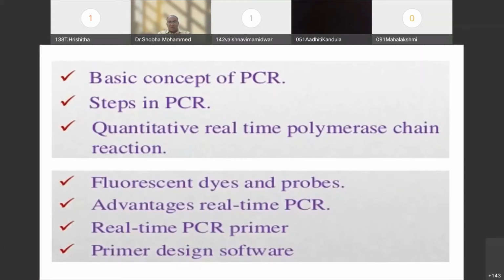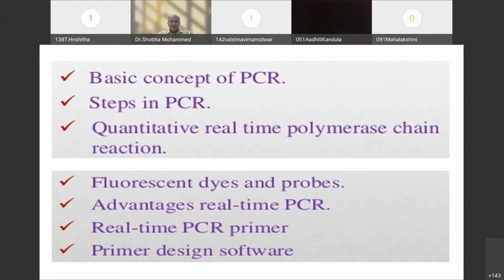Then we have the dye which is used to find out the quantitative analysis. That is also an important point that we need to understand. Then what are the advantages of this real-time PCR, and what do you understand by the primer, and which type of primers are we going to use? We'll also learn that aspect, and we'll move on to the primer design software, so that a primer can be designed in advance.